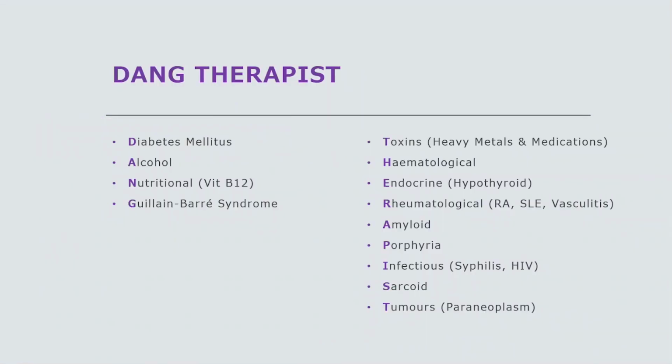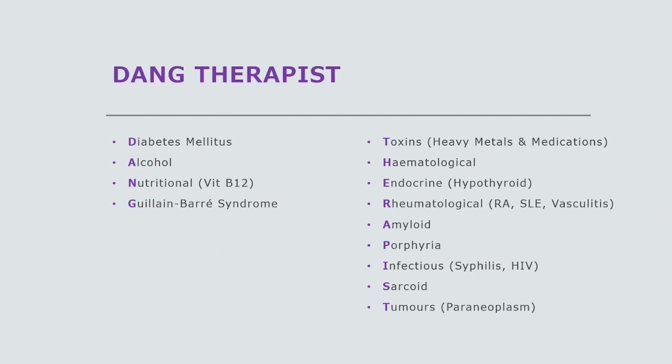I've included this mnemonic because mnemonics are quite useful. As I mentioned, there are lots of causes of neuropathy, advanced age being one of them, and this mnemonic, DANG THERAPIST, can be really quite useful. So the D in DANG is for diabetes mellitus because it's a very common cause of peripheral neuropathy, but it's far from the only one.